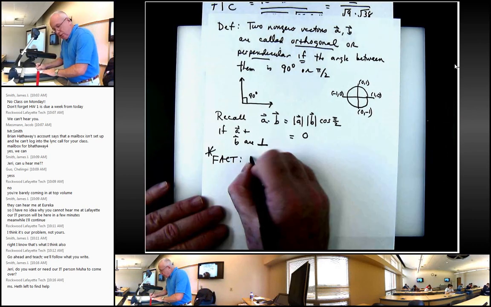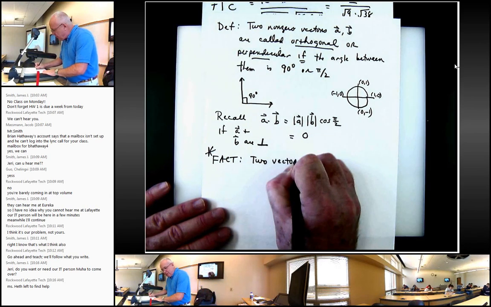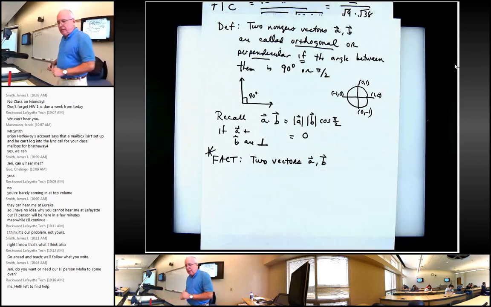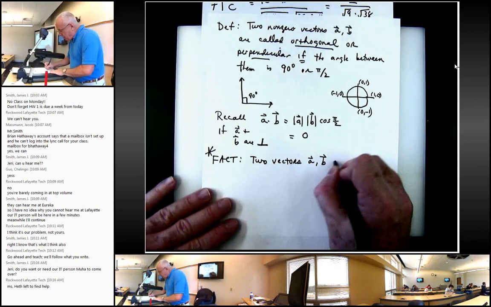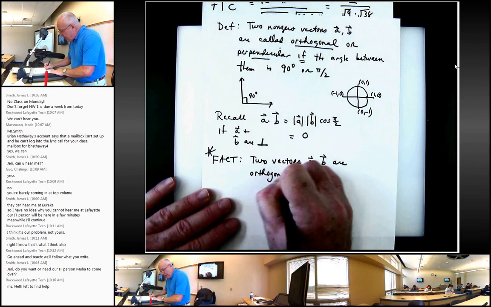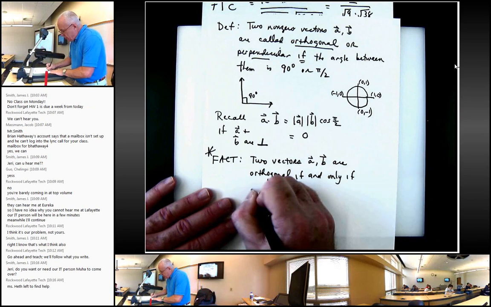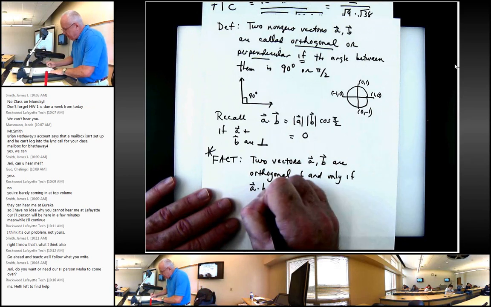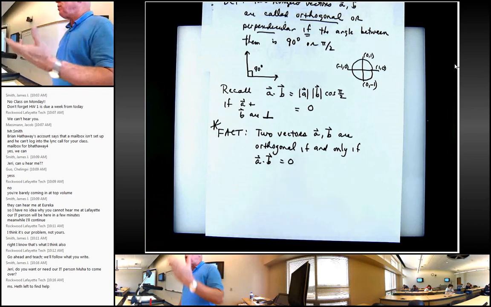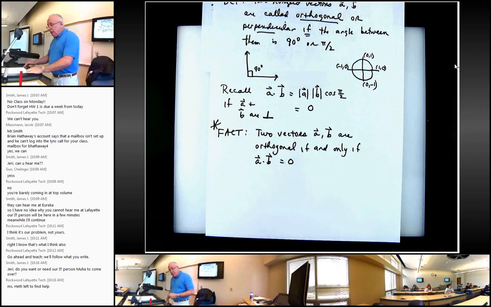Two vectors. And here we're talking about non-zero vectors. For zero vectors, this doesn't make a whole lot of sense. Two vectors are orthogonal if and only if their dot product, A dot B, is equal to 0. So that is a way to test whether two vectors have a 90-degree angle with each other.